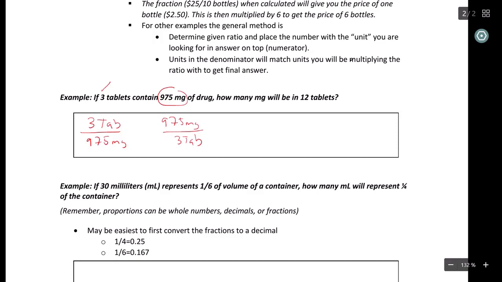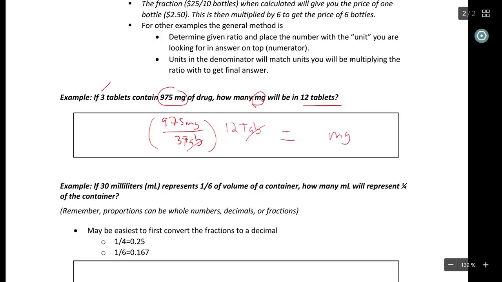But for the way that I just taught you, you want to put the numerator with the units that you're looking for. I'm saying how many milligrams will be in 12 tablets. So which one of these has the milligrams on it? This one or this one? This one has milligrams. So I'm going to get rid of this one, and I'm going to keep it the way that it is. So I have my ratio, 975 milligrams per 3 tablets, right? And it says how many milligrams will be in 12 tablets. So then I'm multiplying this by 12 tablets. Notice the tablets is going to cancel out. I'm going to be left with milligrams in my answer.